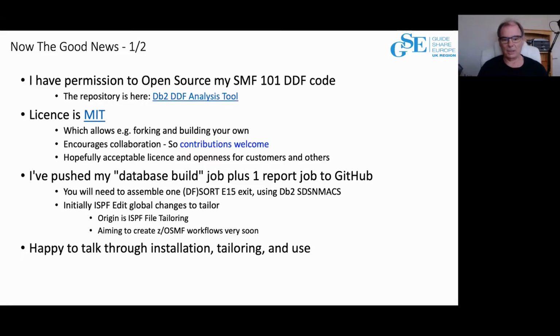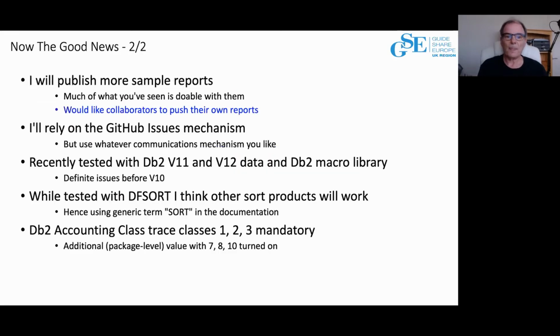So that's going to be kind of fun. Personally, I'm very happy to talk through with anybody who wants to know the installation, the tailoring and use, and maybe some interpretation. Really in the spirit of getting people going with this.